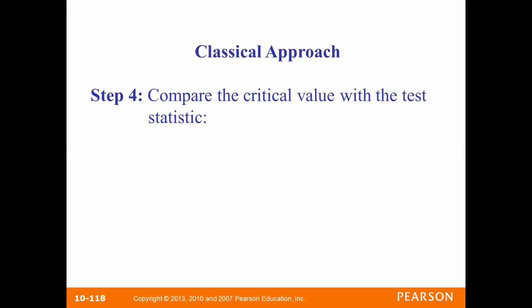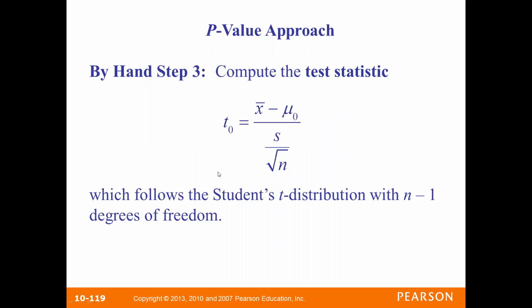Too far to the right, that's where our t-table will come in. We'll find a critical value based off of the level of alpha that we set and the number of degrees of freedom. And if we exceed that critical value, then we will reject the null hypothesis.